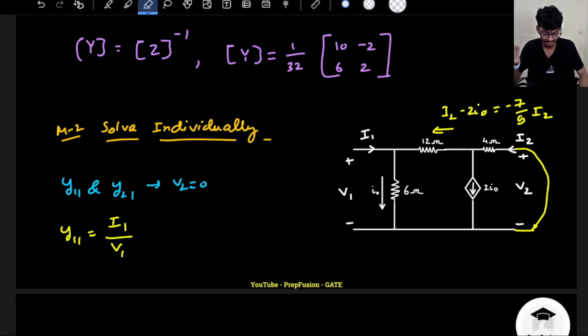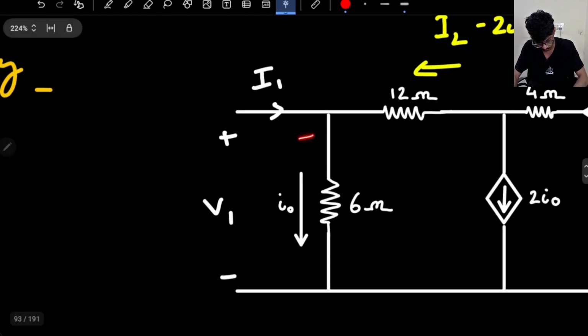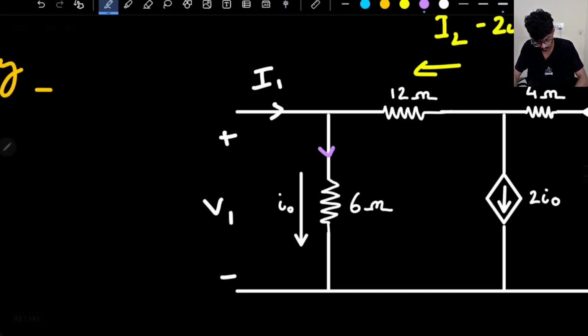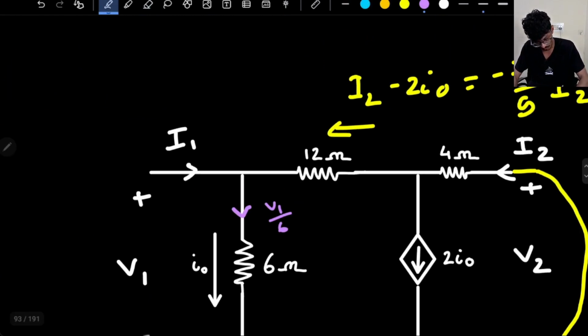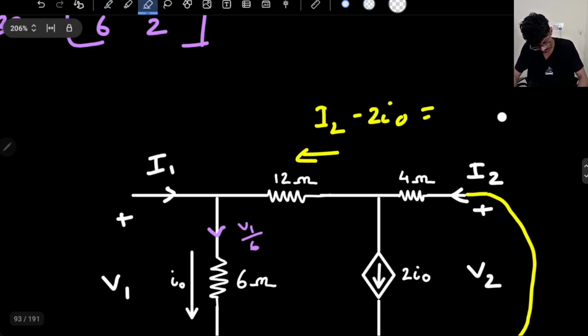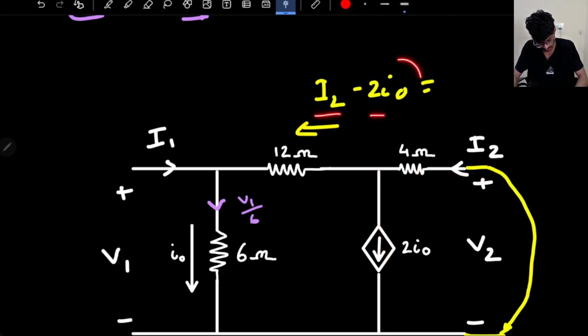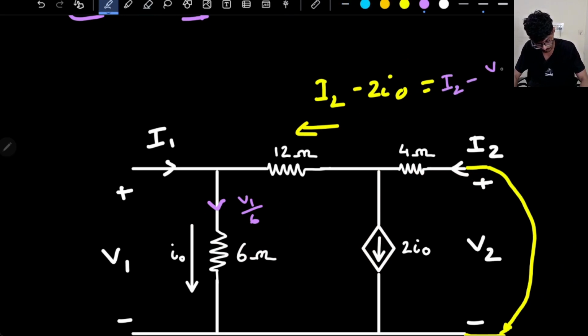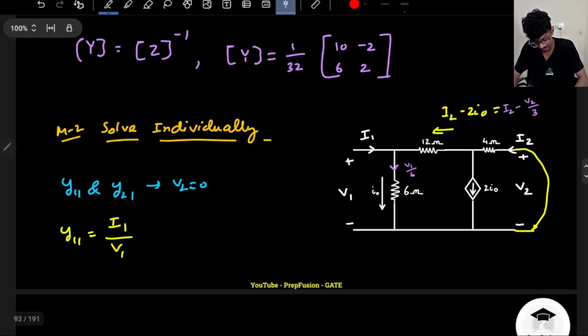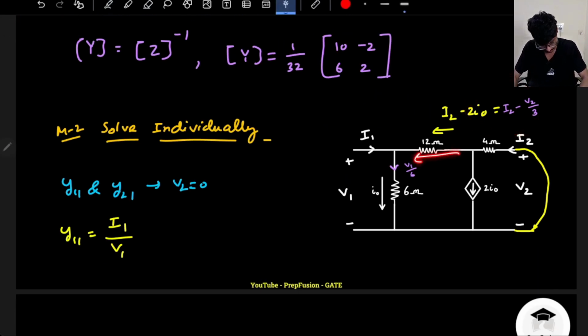So as I was explaining, here I have V1, and can I write this I naught in terms of V1? Yes. The voltage across the 6 ohm resistor is V1, so the current across the resistor will be V1 by 6. Here the current is I2, and here is 2 I naught, so the current here will be I2 minus 2 I naught, because 2 I naught has gone out here. I naught is V1 by 6, so it will be I2 minus V2 divided by 3. This is my current in this branch.